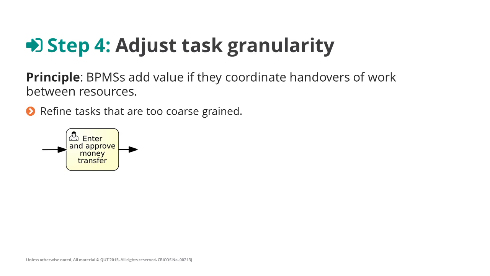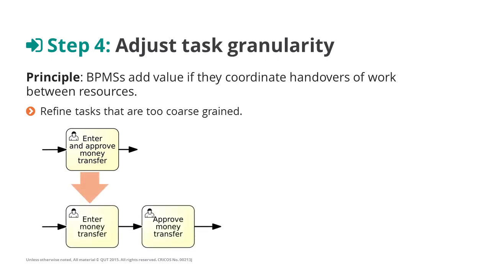However, here we may want to enforce a four-eyes principle, whereby the entering of the money transfer information into the system is done by a financial officer who is different from the financial officer who will eventually approve the money transfer. So in this case, it's opportune to disaggregate, or refine, a coarse-grained task into two consecutive tasks.